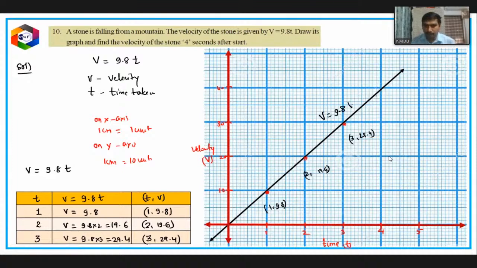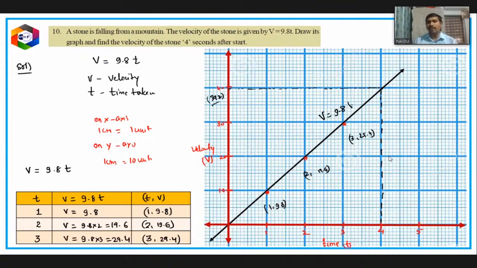So here I am representing, observe children, this is the line where the time is 4 seconds. Now parallel to this, let us draw that. It is approximately touching 40, if you observe, but slightly below. Exactly we cannot do that, but if you want, it will be equal to 39.2 exactly. We can write it as 39 approximately; 39.2 will be the actual.